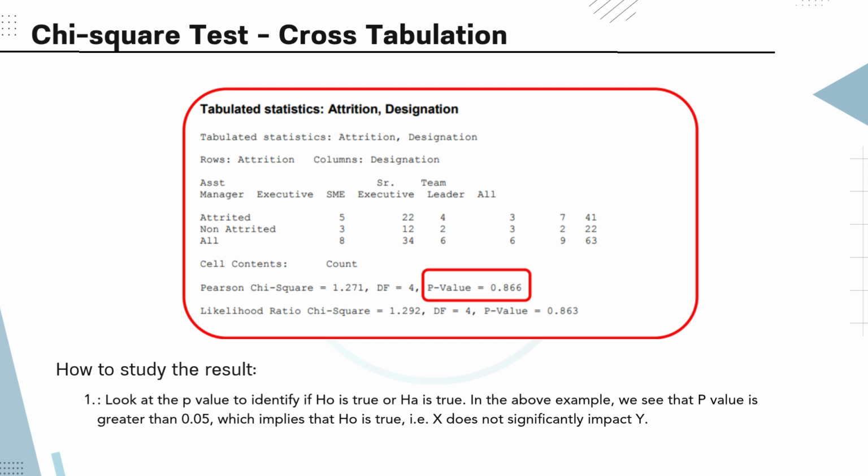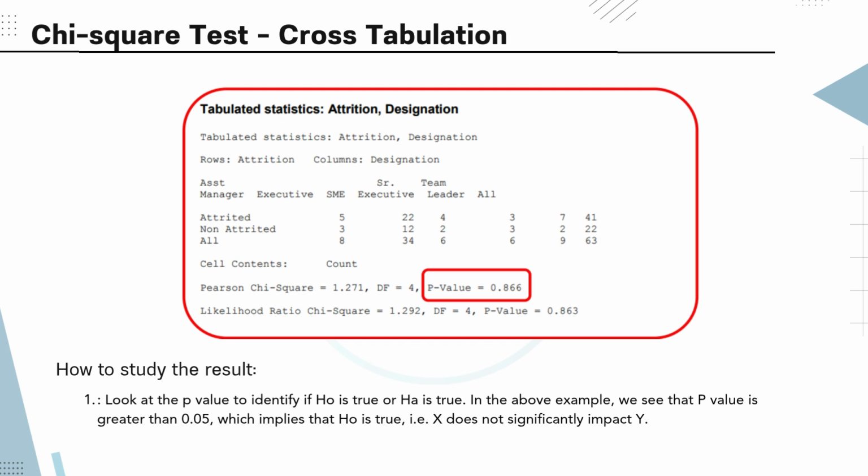The test produced a Pearson chi-square value of 1.271. Degrees of freedom, DF, equals 4, and most importantly, a p-value of 0.866. Here, p equals 0.866, which is much greater than 0.05. This means we fail to reject the null hypothesis, H0. In plain terms, this tells us there is no statistically significant relationship between employee designation and attrition in this dataset.